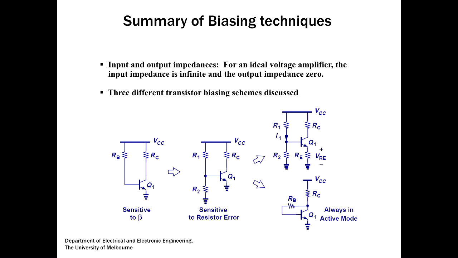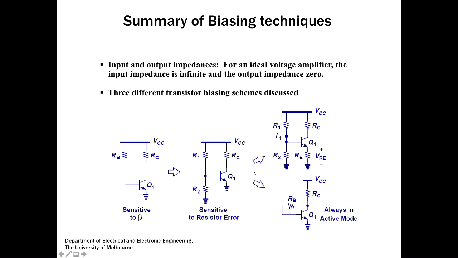Input and output impedances: for an ideal voltage amplifier, the input impedance is infinite and the output impedance equals 0. Three different transistor biasing schemes were discussed. Not actually 3, maybe I can say 4, because these ones are in the same category. The first one is sensitive to beta and sensitive to resistor error. This one is almost insensitive to beta.